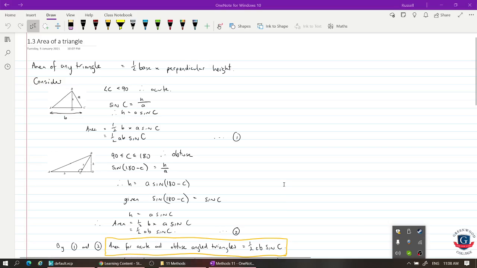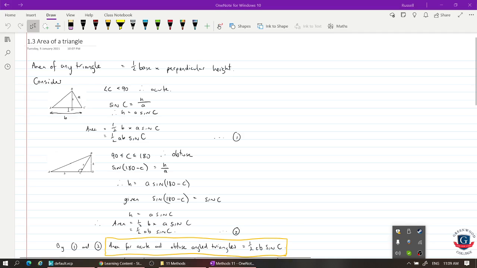Hi everyone, we're now looking at areas of triangles. So from lower school we know that the area of any triangle is equal to half the base times the perpendicular height, not the sloping height. And we reviewed this briefly looking at right angled triangles in the preliminary exercises.